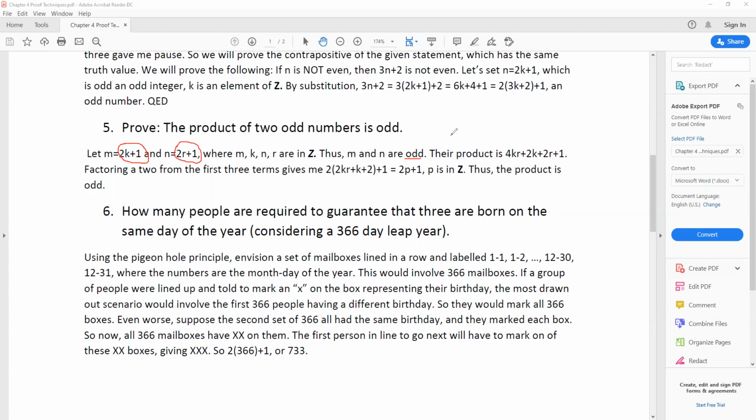If you multiply 2k plus 1 times 2r plus 1, if you were to FOIL that, you would get 4kr plus 2k plus 2r plus 1. That's just first, outside, inside, last. Notice that I can factor out a 2 from the first three terms, which gives me 2 times the quantity 2kr plus k plus r, and then I just keep the plus 1.